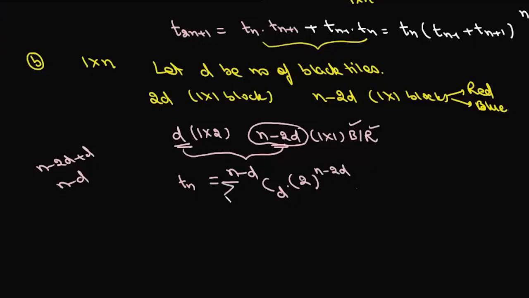So this Tn will be all the possibilities across all the possible values of D. So this Tn is summation D greater than or equal to 0 of (n minus D choose D) 2 to the power n minus 2D, which is what we need to prove in this question.